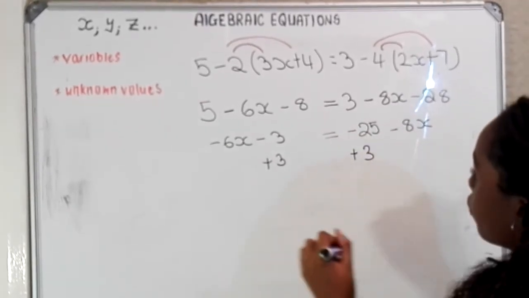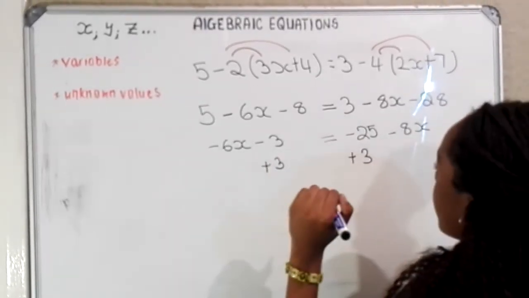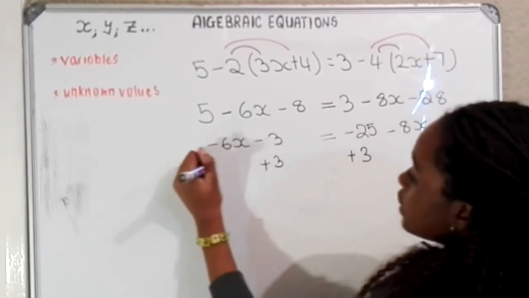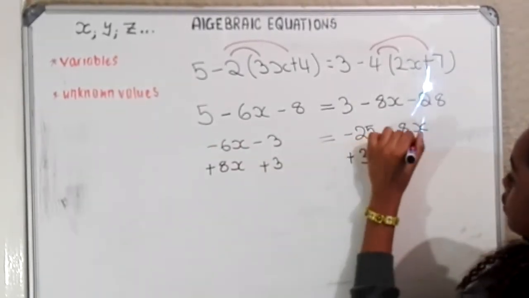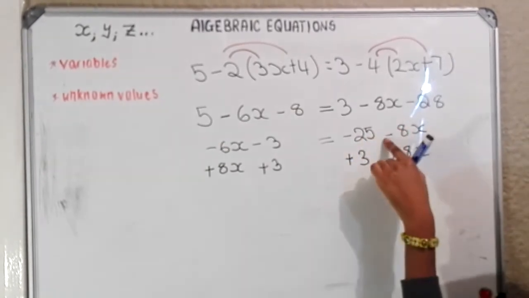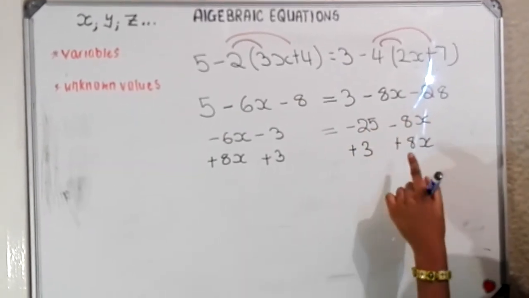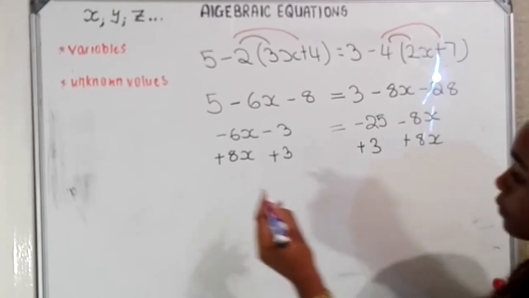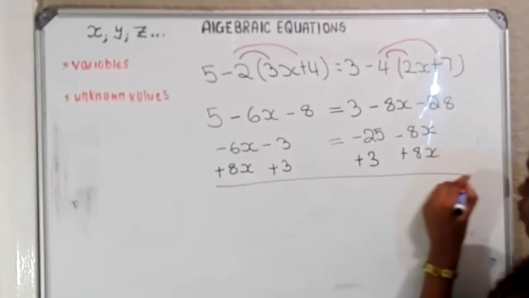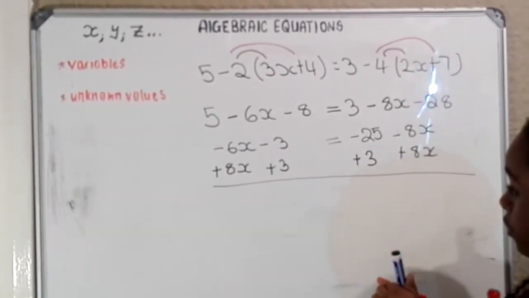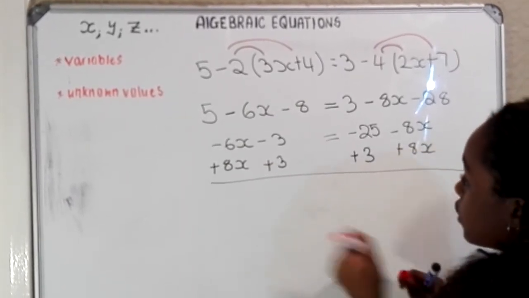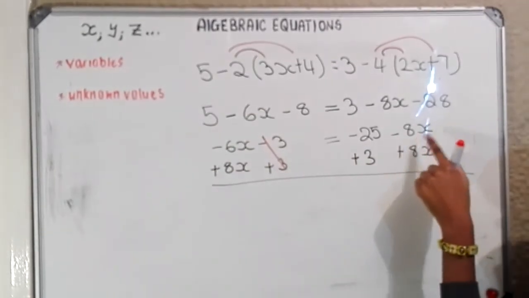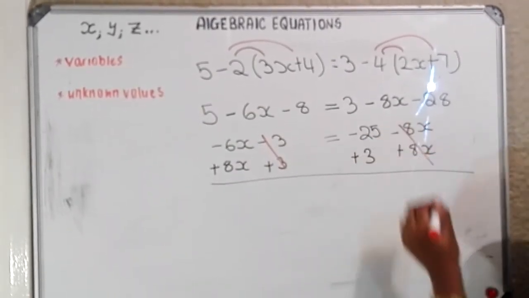And I will add 8x on this side and add 8x on this side. Why? Because the opposite of minus is positive, is plus, okay? So the minus 3 plus 3 will cancel. This will cancel. And the minus 8x plus 8x will cancel.